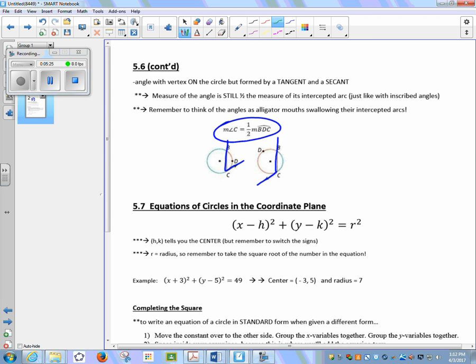These are the ones that I feel are helpful to think of like the alligator. Right? The alligator is chomping on this piece of the circle. The alligator's mouth is open 1/2 the number of degrees as the arc it's swallowing.